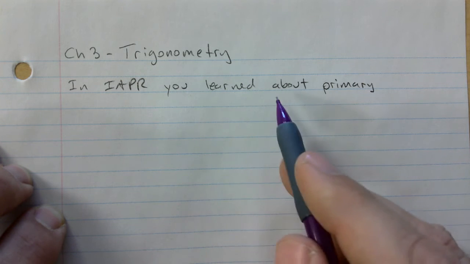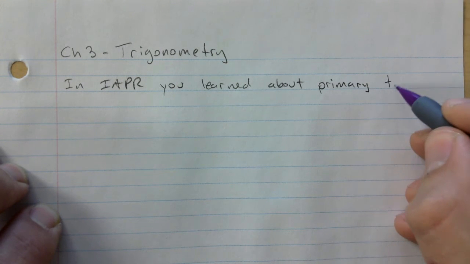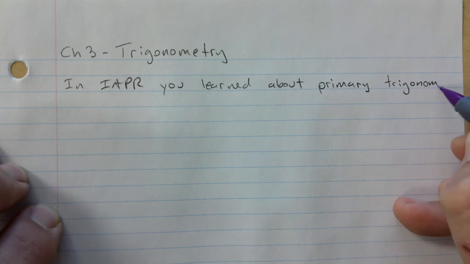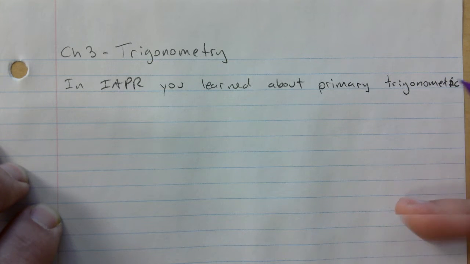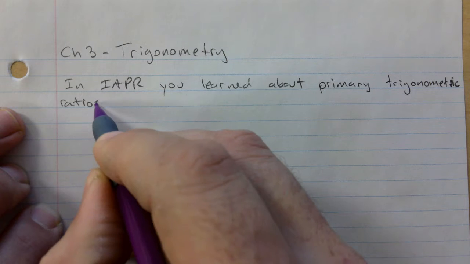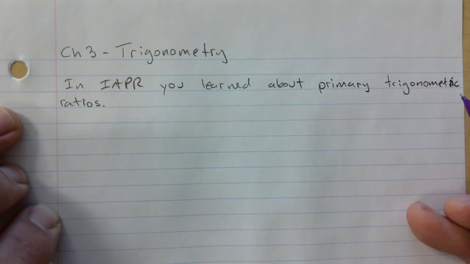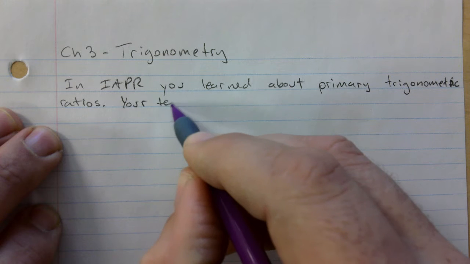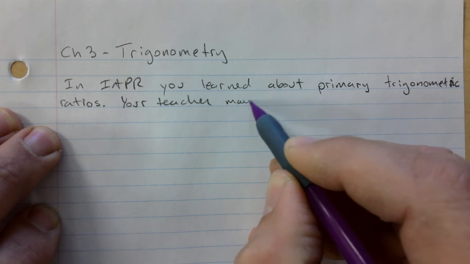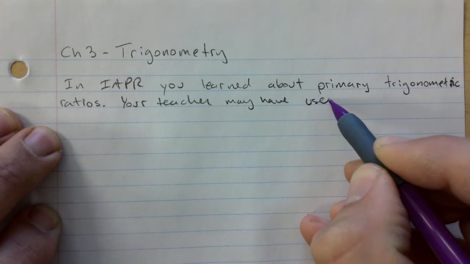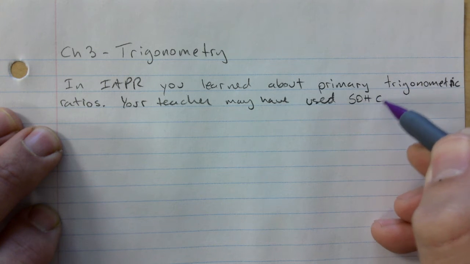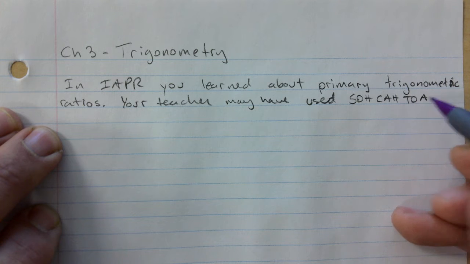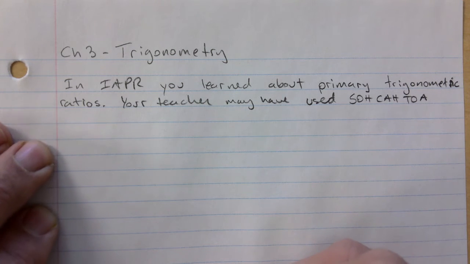In IPR, you learned about primary trigonometric ratios. We don't say trigonometric every time, we say trig, okay? Primary trig ratios. Your teacher may have used SOHCAHTOA. Do you remember that? Yeah. Sine, cosine.